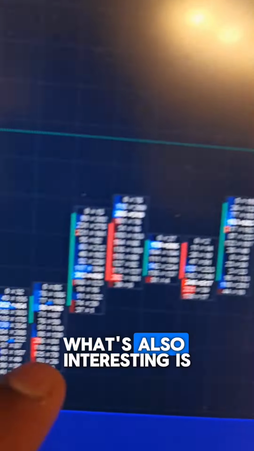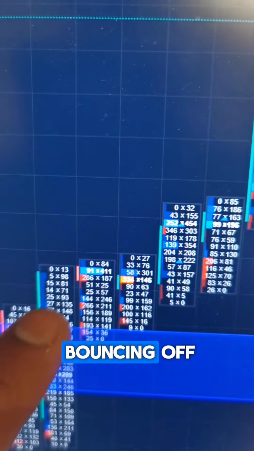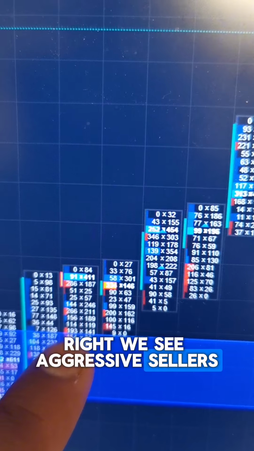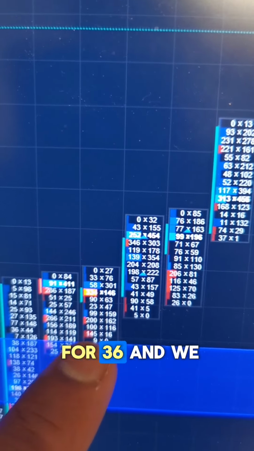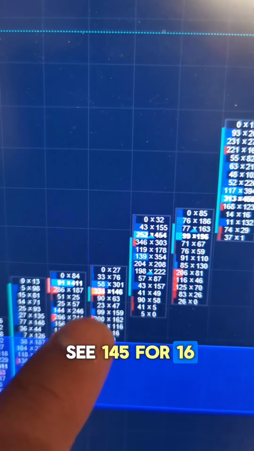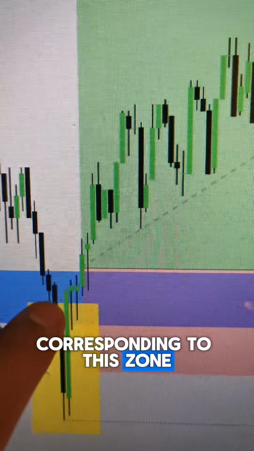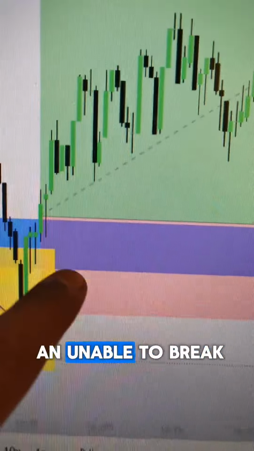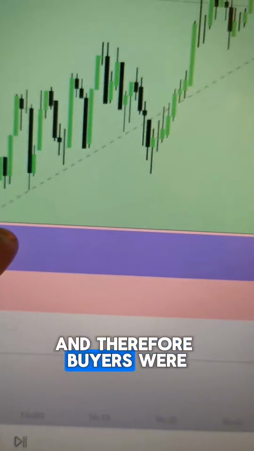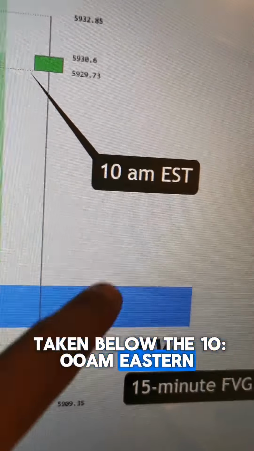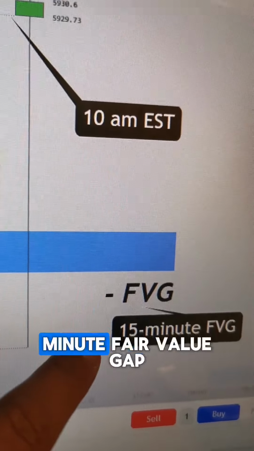right? What's also interesting is if we see price bouncing off, right? We see aggressive sellers, 154 for 36, and we see 145 for 16. So we see a lot of aggressive sellers corresponding to this zone over here, but the market was unable to break below the zone, and therefore buyers were taken below the 10 a.m. Eastern and at a 15-minute fair value gap.